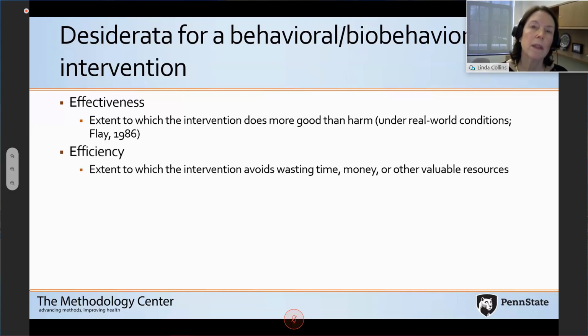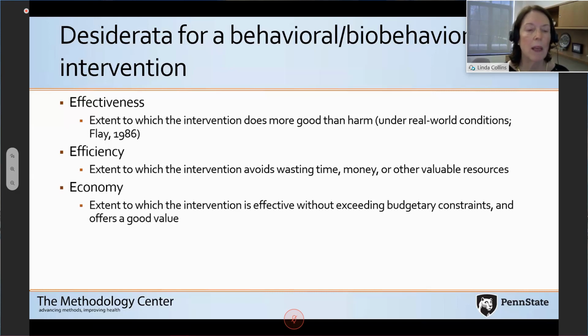One of them is efficiency. And I'll define that as the extent to which the intervention avoids wasting time, money, or other valuable resources. If you just stop for a minute and think about the interventions you know and how many inactive components there probably are in those interventions, and all those inactive components are doing is wasting time and money. Economy, the extent to which the intervention is effective without exceeding budgetary constraints and in general offers a good value. Now, efficiency and economy are related but different. It's completely possible for an intervention to be efficient in the sense that it doesn't contain any inactive components, but it may still cost more than your budget would allow to implement.